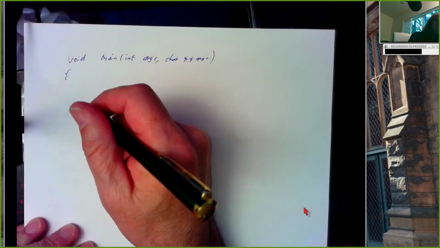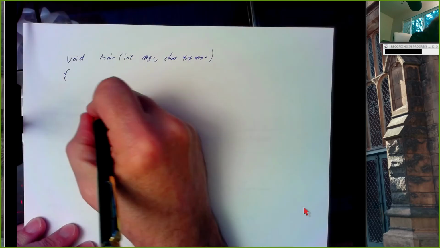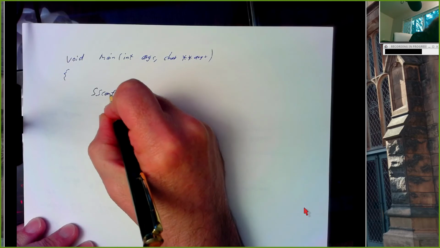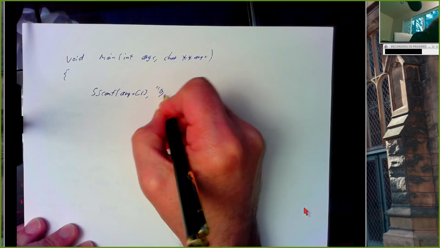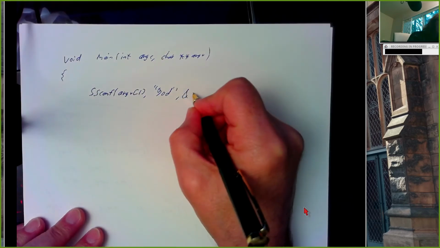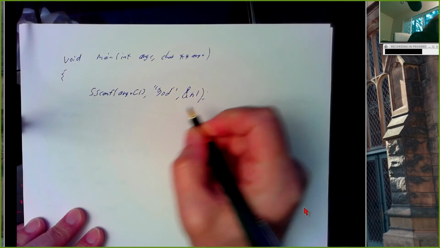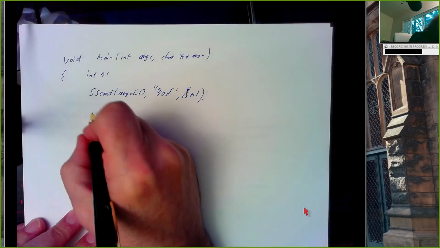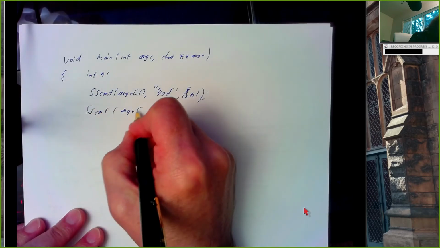But they're strings. We need to convert them into integers, and so we can use scanf. So we'll scan the first argument, which is argv bracket 1. Tell scanf we're looking for an integer, and save the result in, I don't know, we'll just call it n1. So there's n1, and then do the same thing with argv bracket 2.